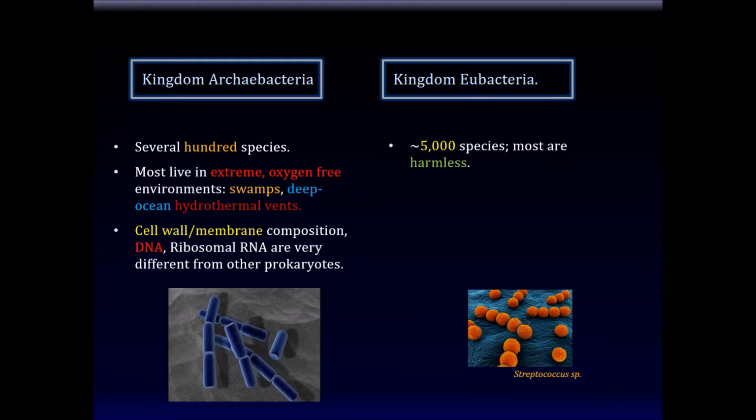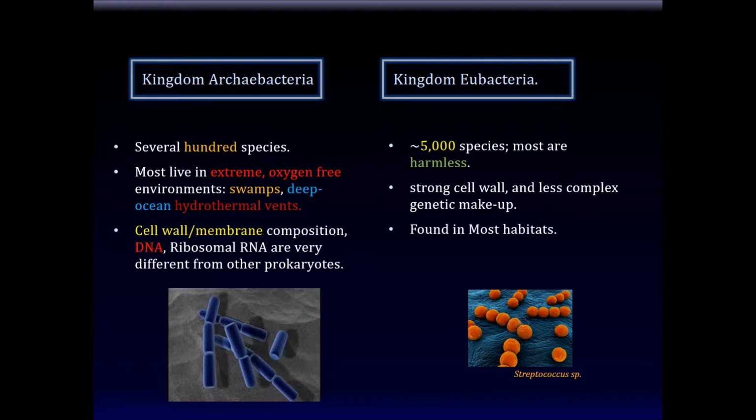So there are a lot more of Eubacteria. They have a strong cell wall. They have a less complex genetic makeup because they're more specialized and they're found everywhere. Anywhere you go, you can be pretty sure you can find a bacteria. Even like the Arctic, you know what I'm saying? Polar bears have bacteria in their intestines.